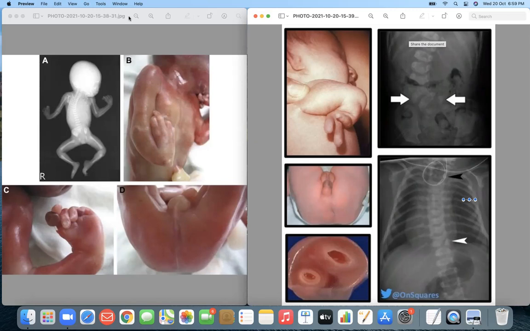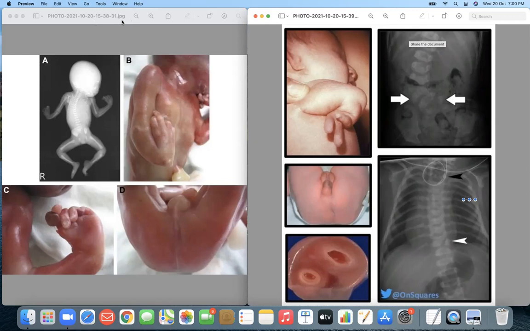What are the cardiac lesions associated with VACTERL? They may have tetralogy of Fallot, or truncus arteriosus can be there, or there may be VSD also, which I have seen in one patient. And the renal abnormalities? They may have polycystic kidney disease.